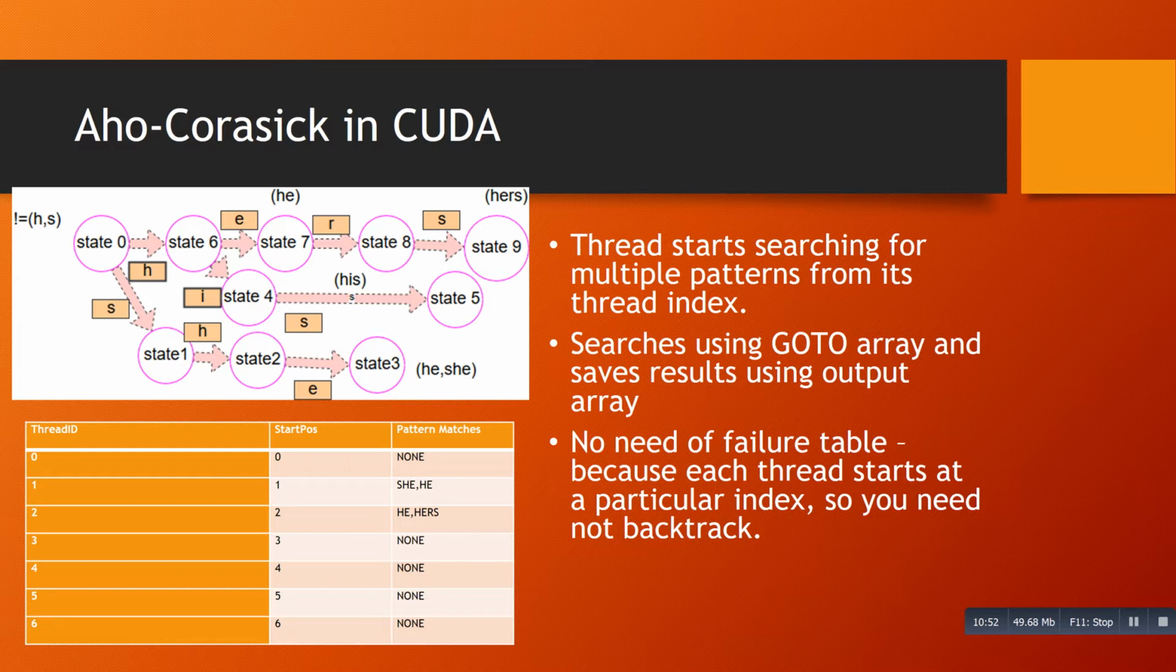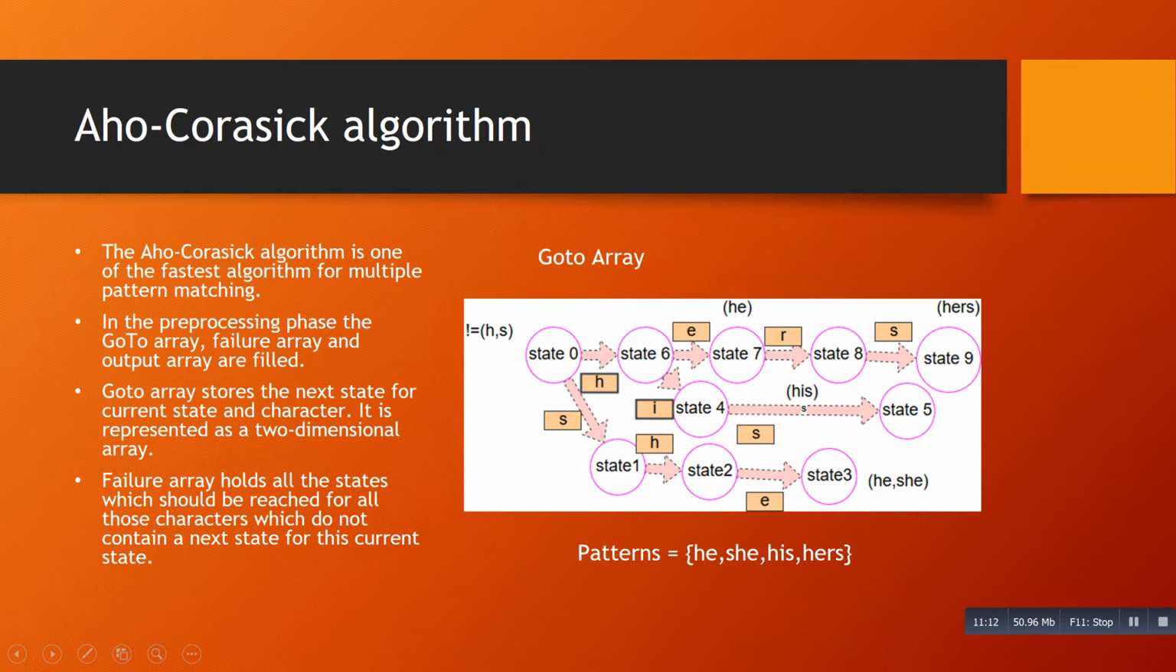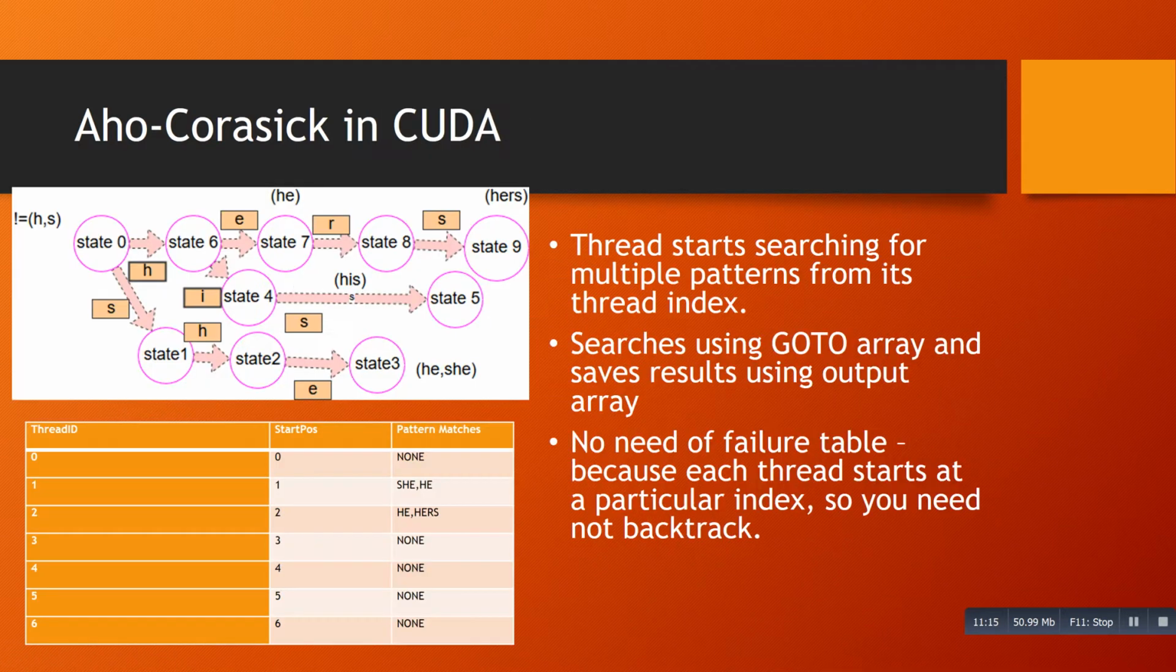A thread starts searching for multiple patterns from its thread index. So thread 0 starts at position 0 and nothing matches. Thread 1, its start position is 1, and the patterns are he, she, his, hers. Let's say it matches the patterns she and he.